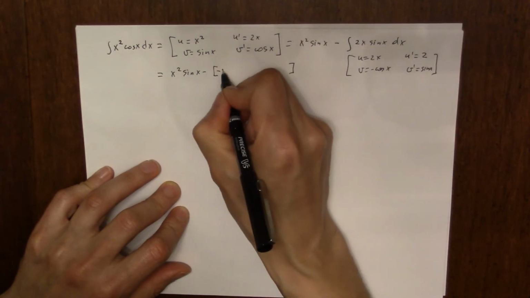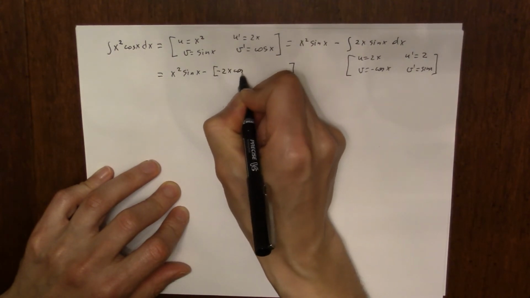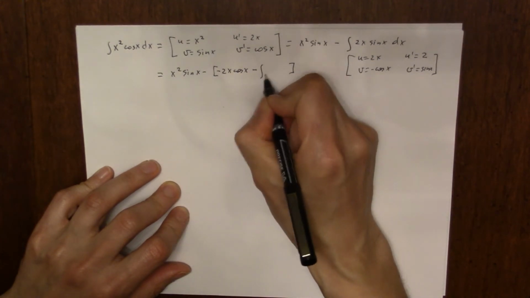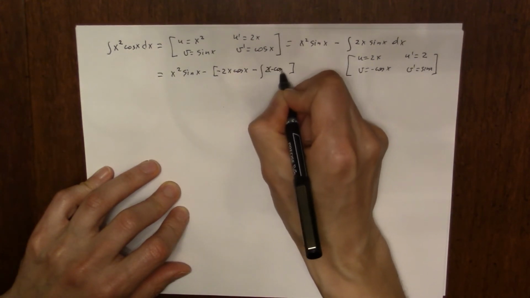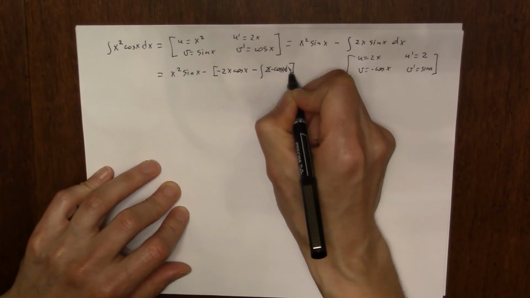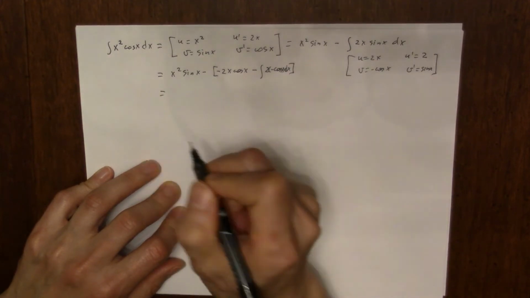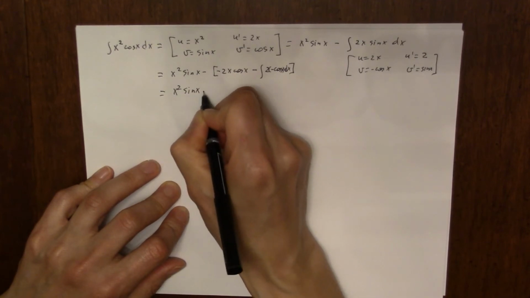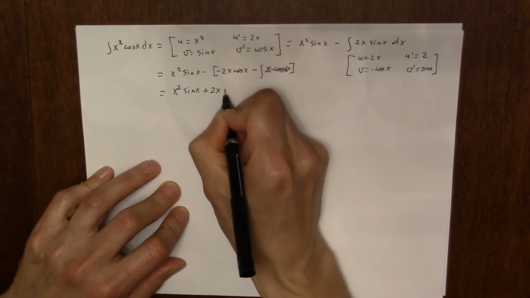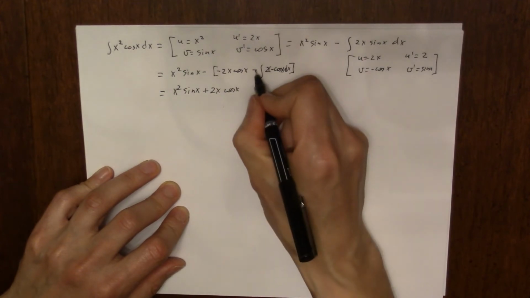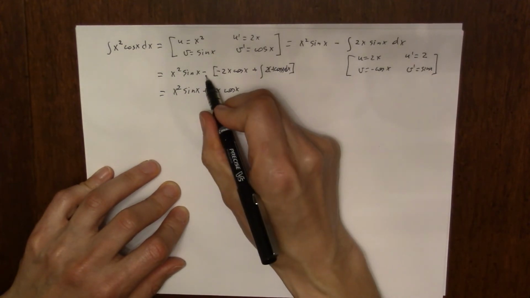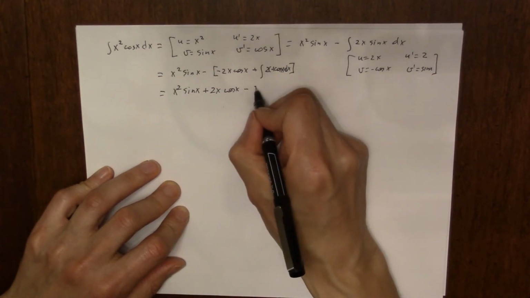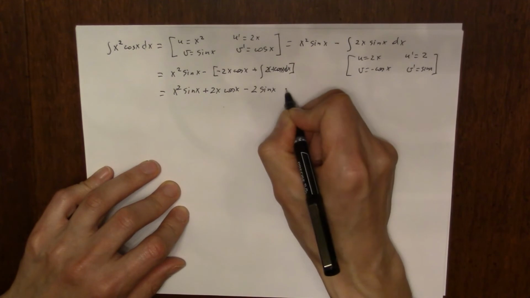u v, negative 2x cosine x, minus 2 times negative cosine x dx. So we're going to get x squared sine x plus 2x cosine x, minus minus gives us plus, another minus, antiderivative of cosine is sine, plus C.